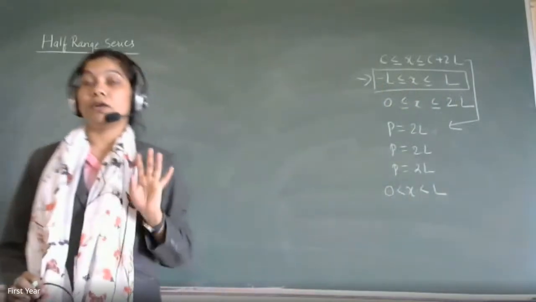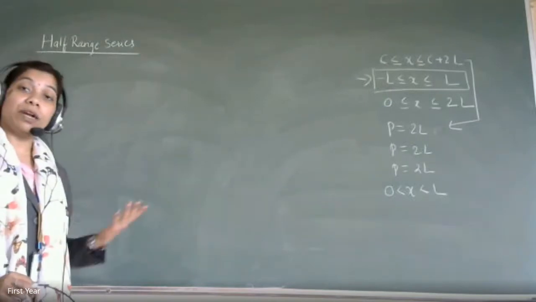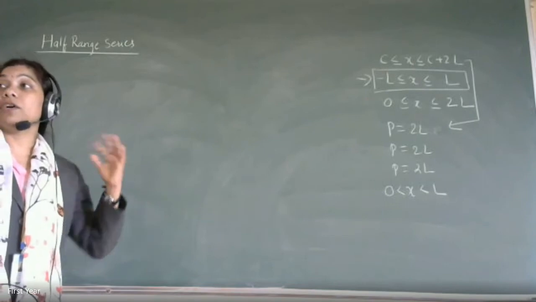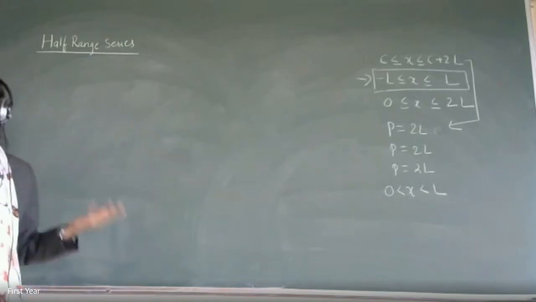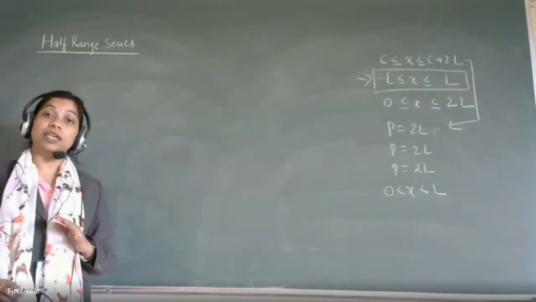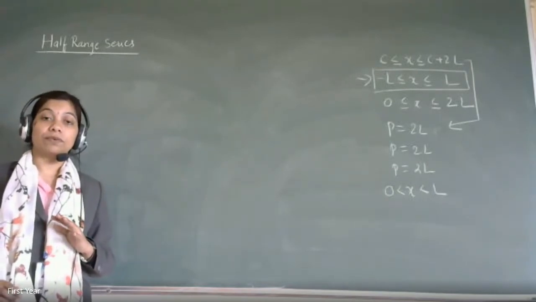Clear up till this? Okay. Now they ultimately want only half range cosine or half range sine. So either the function should be even or the function should be odd. Then only I get a half range cosine series and half range sine series. Is that clear? Yes, ma'am.